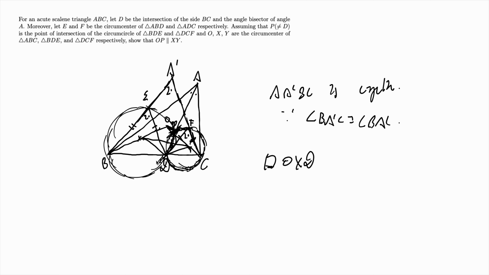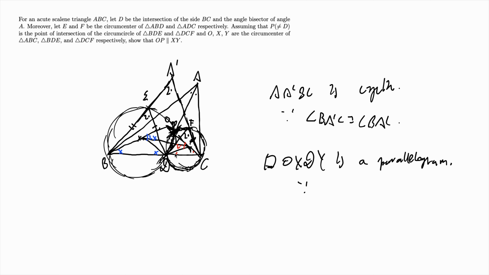OXDY is a parallelogram, because, let's prove why it is a parallelogram. We just need to prove that these two are parallel, and the reason is because, okay, let's say that this is dot, this is dot, and this is X, and this angle is X. Then we naturally know that this angle is 2x and this angle is 2 dot.